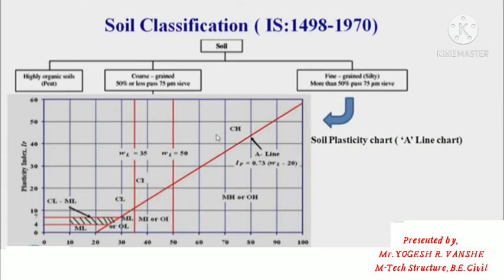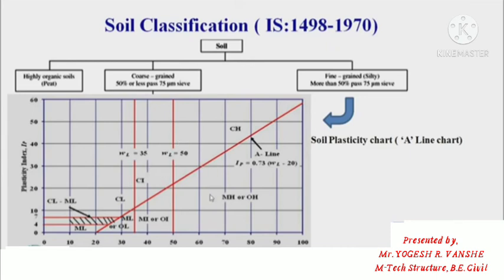Above the inclined line, above the A line, all the soil is clay. You can see the C everywhere. And below the A line, it's a silt. And whenever we come across the hatched zone, it's a combination of clay and silt. At the same time, below liquid limit 35, it is a low compressible soil. Liquid limit 35 to 50 is medium compressible, and beyond 50% it is a high compressible soil.